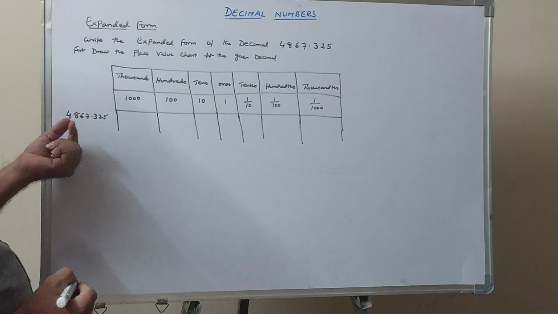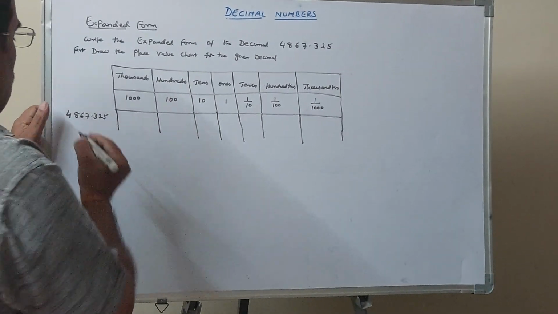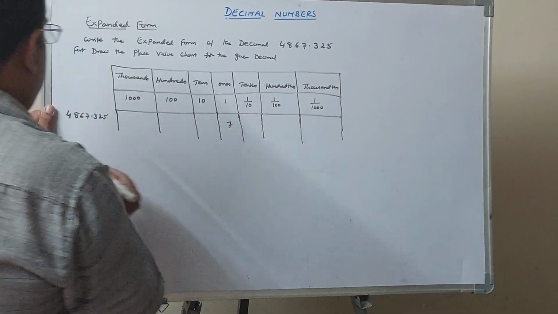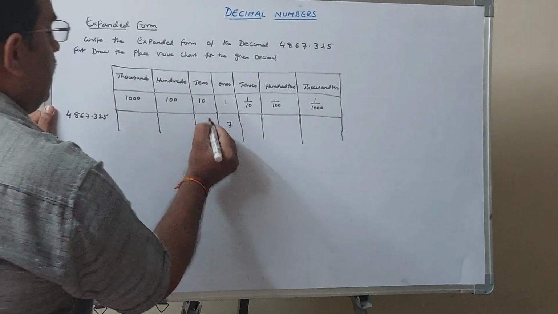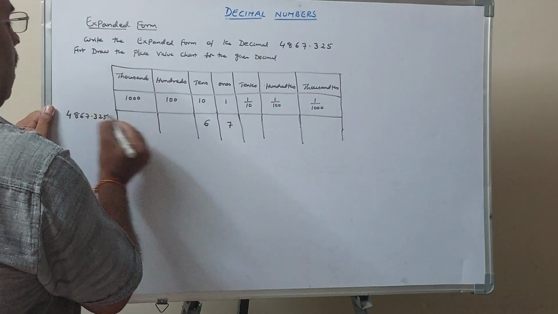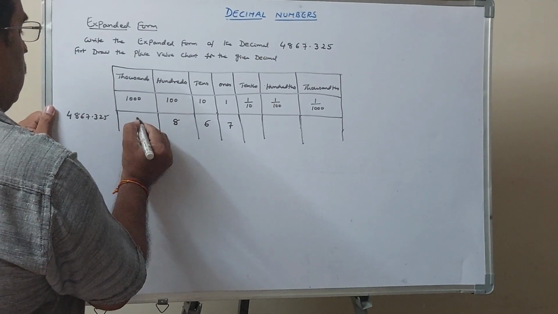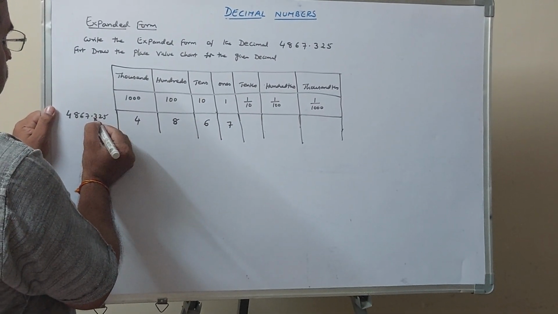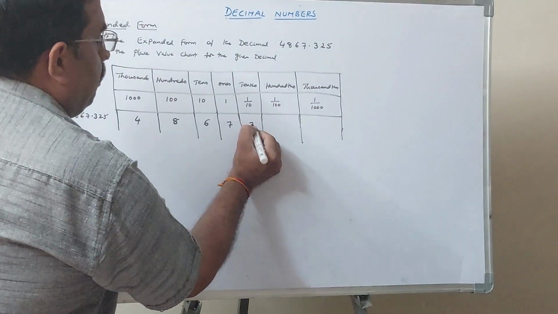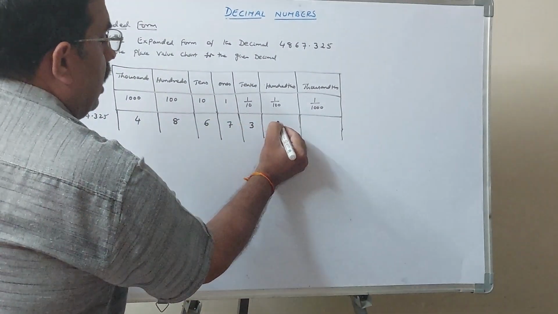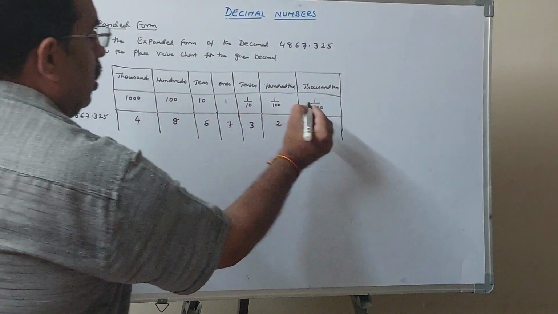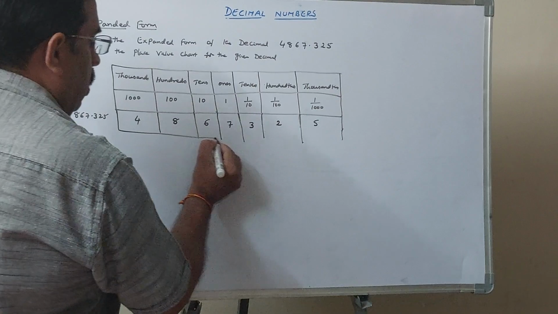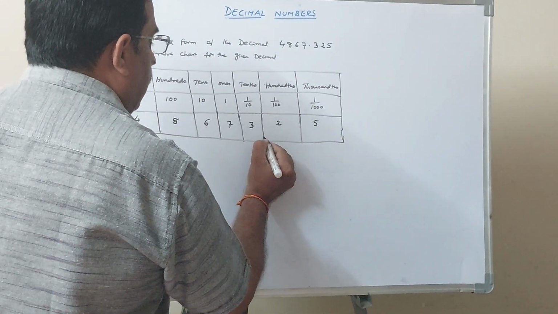Here 4867 is the whole number part. So 7 is in the ones place, 6 is in the tens place, 8 is in the hundreds place, and 4 is in the thousands place. And in the decimal part, 325, 3 is in the tenths place, 2 is in the hundredths place, and 5 is in the thousandths place. Clear? This is the place value chart of the given decimal.